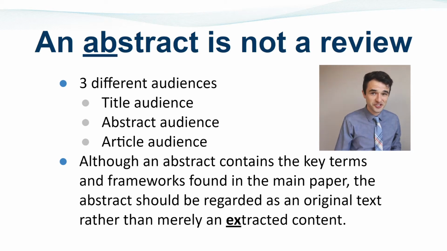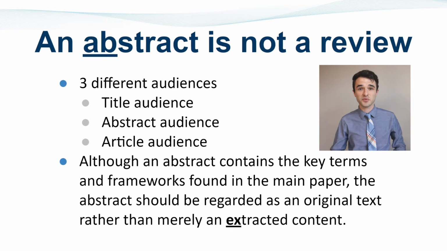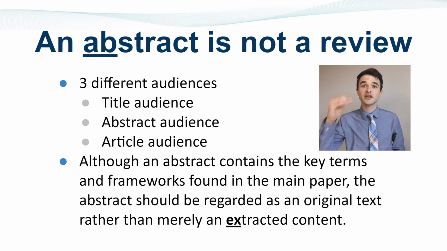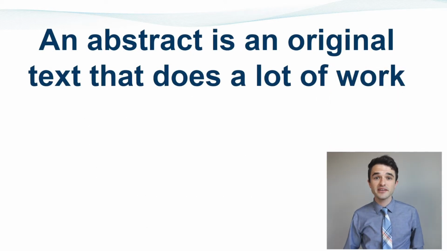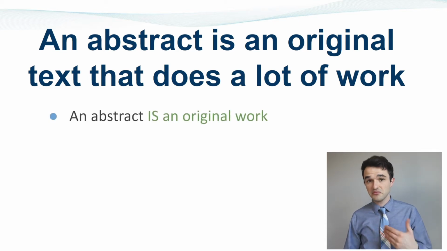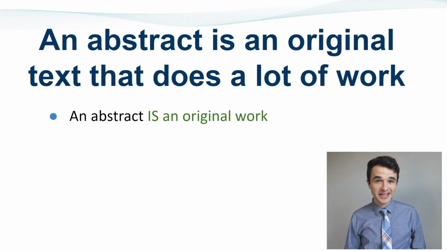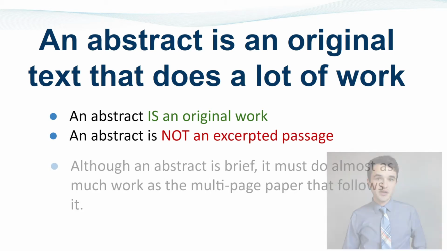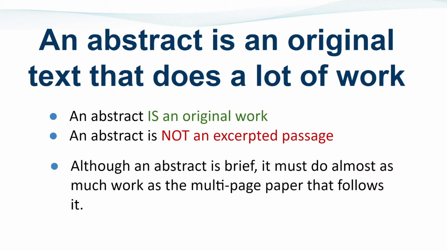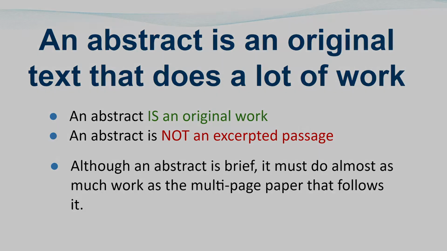An abstract is when you move away from your article, then describe what you are seeing. Compared to extract, an abstract will stand alone and have a clearer picture for the reader who does not read your full paper. Moving forward, an abstract is an original text that does a lot of work. An abstract is an original work, and an abstract is not an excerpted passage. Although an abstract is brief, it must do almost as much work as a multi-page paper.